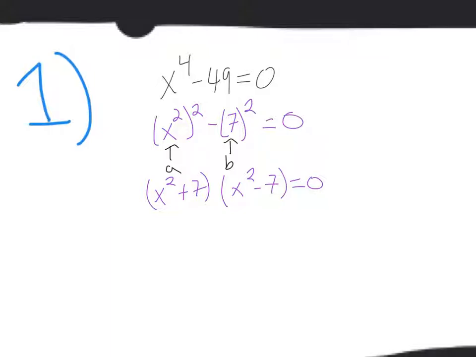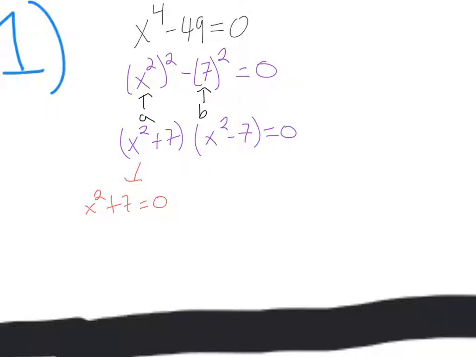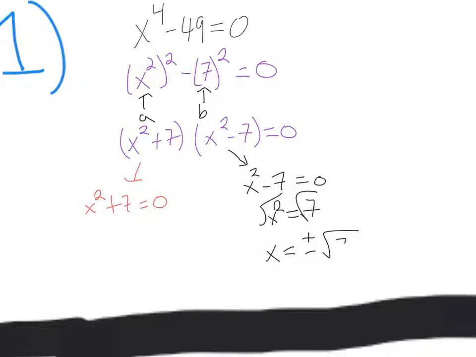Alright, now we can set each of these factors equal to 0 by itself, and then solve from there. So here I would take x squared plus 7 equal to 0. Solve that equation, and then over here I would do x squared minus 7 equals 0, and solve that equation. Let's do the one on the right first. So I add 7 to both sides, and I get x squared equals 7. Then I take the square root of both sides, so you'd get x equals, and when we take the square root of something, we have to consider the positive and the negative version of the solution set. Good, so this part of your answer.